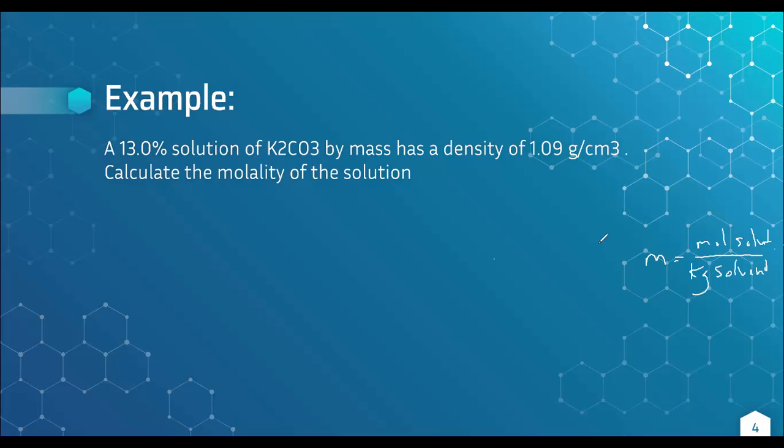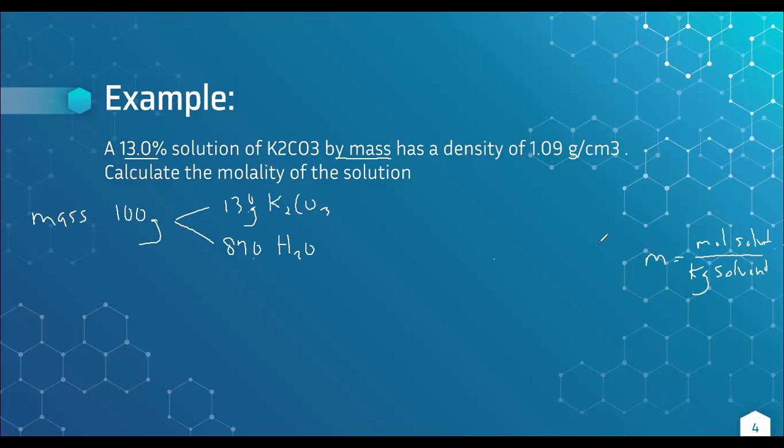Okay, so we know we have a 13% by mass. So here my assumption is I have a mass of 100 grams. If I have 100 grams, well, 13% or 13.0 grams is my potassium carbonate. And the other 87.0, this is just 100 minus 13, is water.